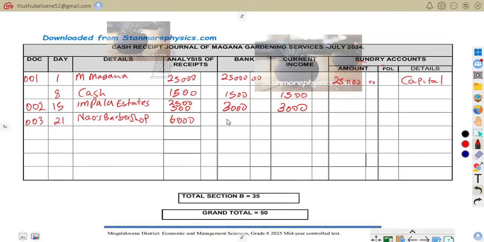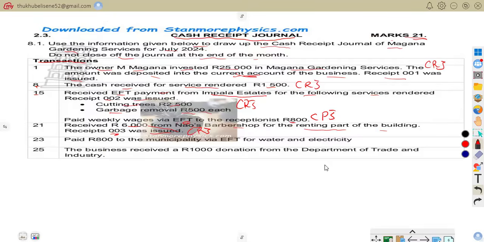So it must go to the bank as 6,000. That is the money that we've received. It must be shown under sundry accounts because it's for rent, and we don't have a rent column here. That is why we have to take it under sundry accounts as 6,000. And we have to show that this money was for rent income, because they hired part of our building. So that is that. Now let us go to the 23rd.